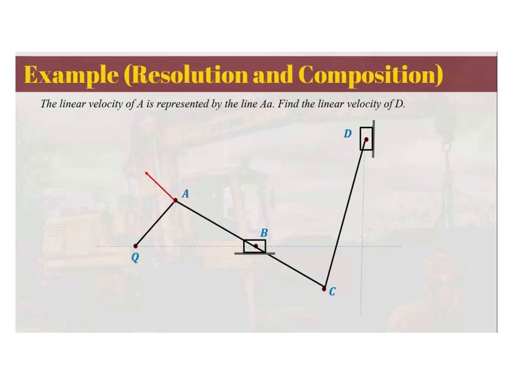We have here a mechanism, a slider crank mechanism, a non-parallel slider crank, and then we have linkages QA, EB, AC, and DC. The linear velocity of A is represented by the line EA. So we are looking for the linear velocity of B. What is the linear velocity of B? We are looking for the direction and the magnitude.